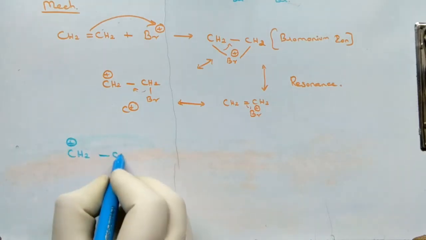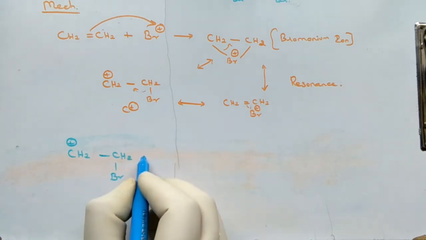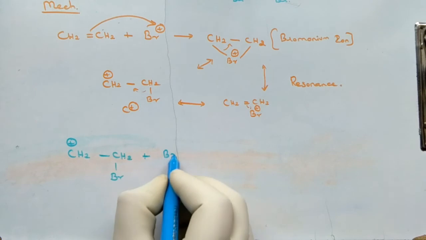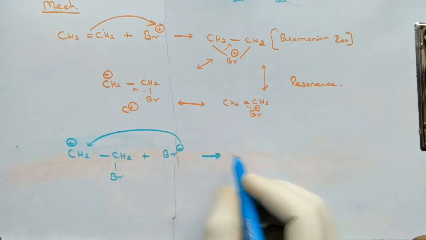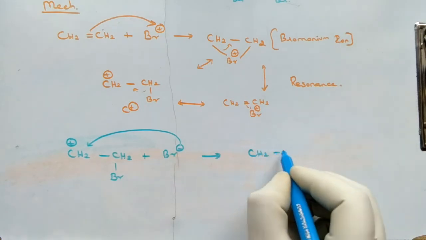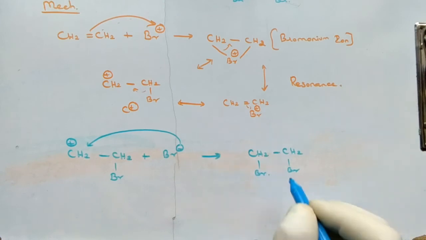Next, step 2. In step 2, the carbocation will be attacked by the nucleophile, that is Br minus. After attacking, we will get a neutral saturated product, that is 1,2-dibromoethane.